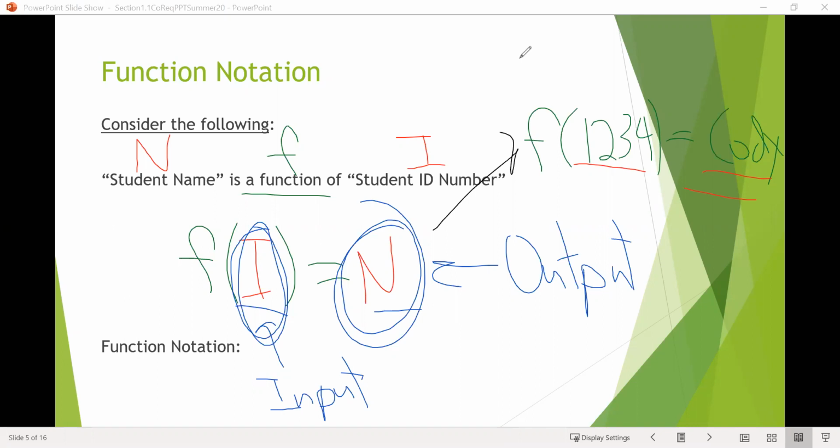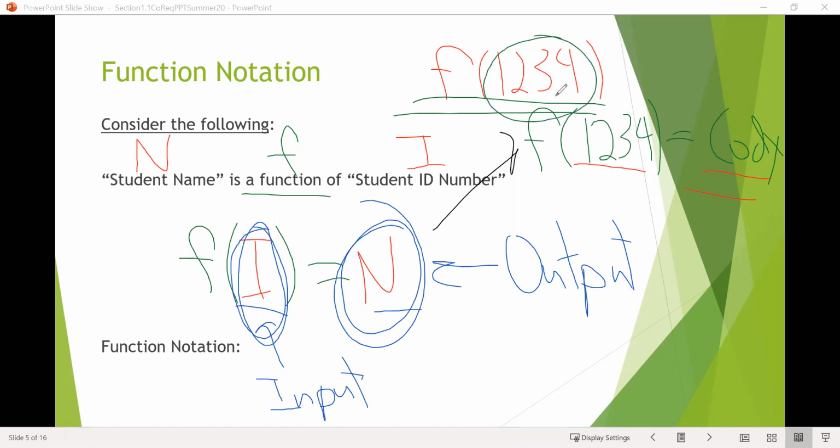Now, some notation or some confusion that often arises with this is if you see something like f of 1, 2, 3, 4, okay? This is not the input. The input is just 1, 2, 3, 4. f of 1, 2, 3, 4 is representing what we get when we plug in or put in 1, 2, 3, 4 into that function. So f of 1, 2, 3, 4 is actually representing our output. That's a common misconception that I see with some students.